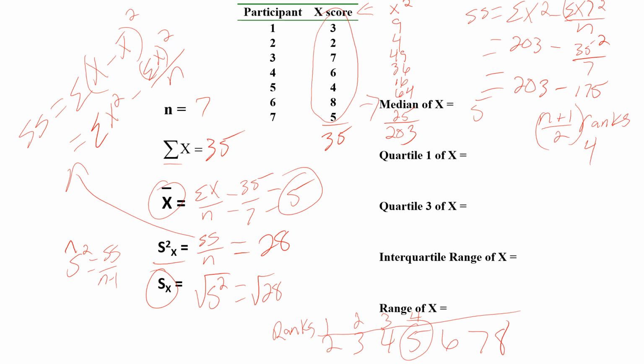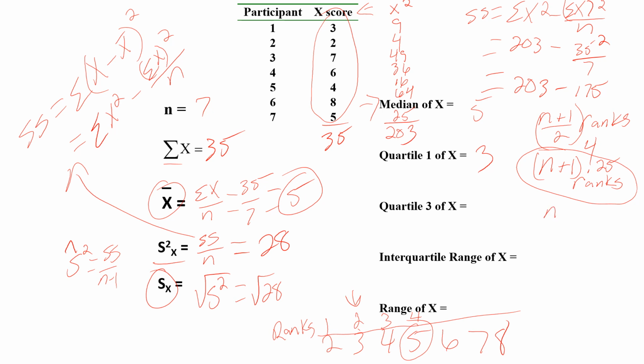Quartile 1 is going to be n plus 1 times 0.25 ranks or position. So in this case, n plus 1 is 8. 8 times 0.25 is 2. So it's the second one. So in this case, quartile 1 is 3 here.